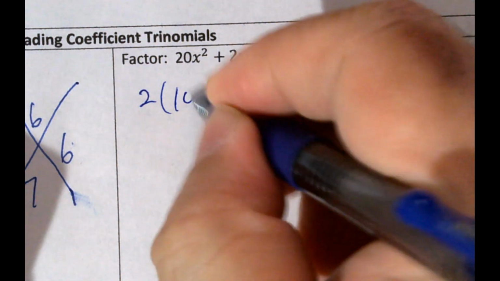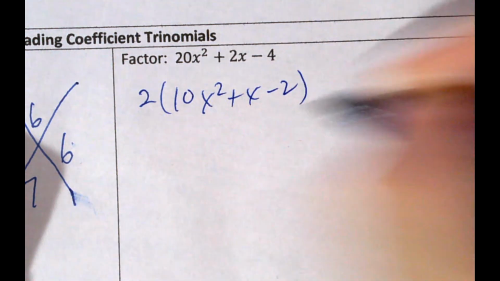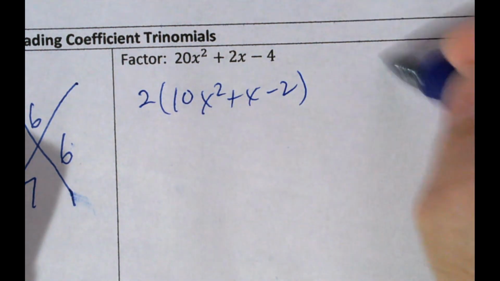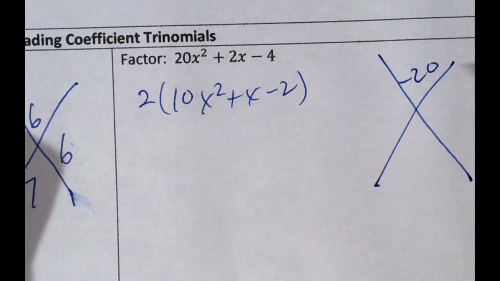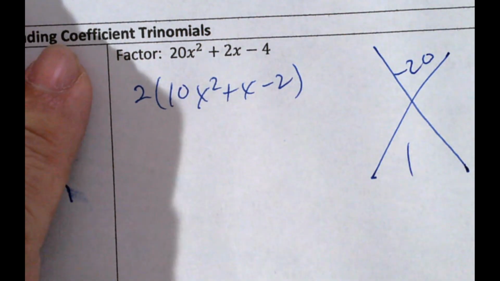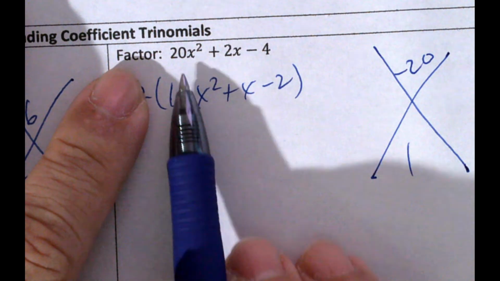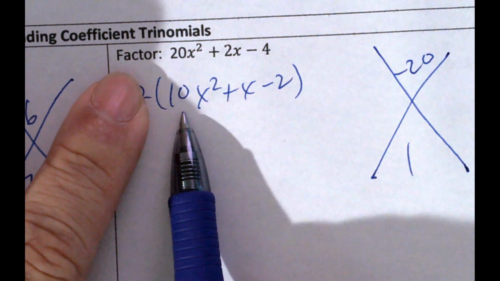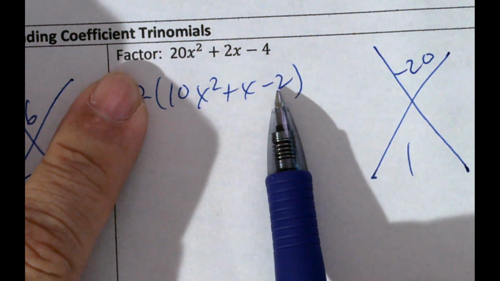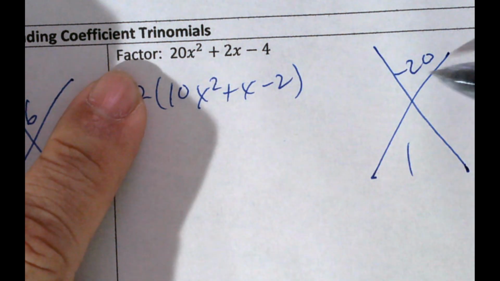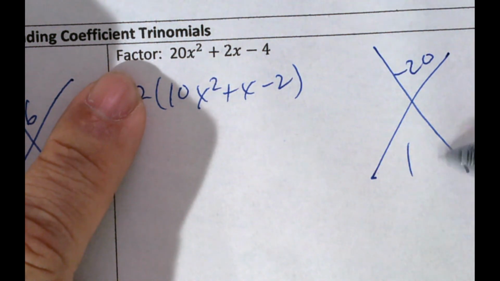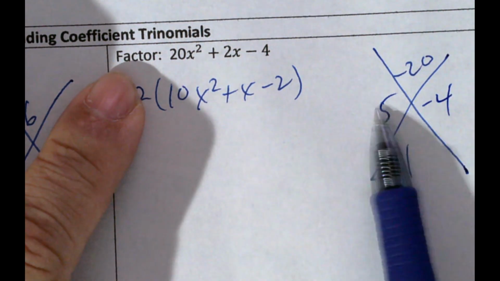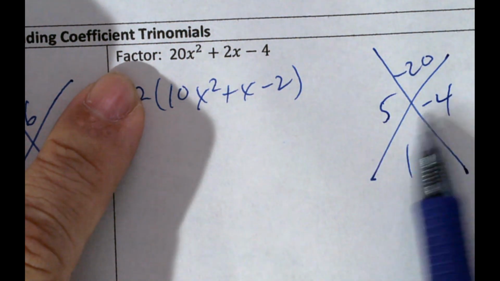And the next one. This one has a common factor of 2. Take that out. So that's 10x squared plus x minus 2. Multiply 10 times negative 2. That'll be negative 20. What are the factors of negative 20 that combine to make 1? We are not using the original leading coefficient. We took out a common factor of 2, so we're now using 10 as the leading coefficient. So it's 10 times negative 2, not 20 times negative 4. What are the factors of negative 20 that combine to make 1? That'll be 5 and negative 4. 5 times negative 4 is negative 20, and 5 plus negative 4 is 1.